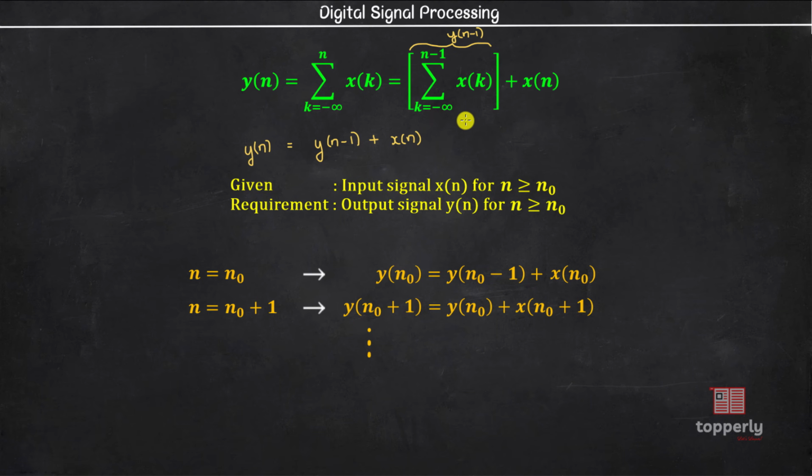As seen earlier, y of n0 minus 1 is equal to sigma k equal to minus infinity to n0 minus 1 x of k. That is, y of n0 minus 1 is the combined effect of all the inputs applied to the system before time n0. But we do not have any information on those inputs. We only know the inputs for instances greater than or equal to n0. Thus, to determine y of n for n greater than or equal to n0, we need the additional information y of n0 minus 1. This additional information is called initial condition.